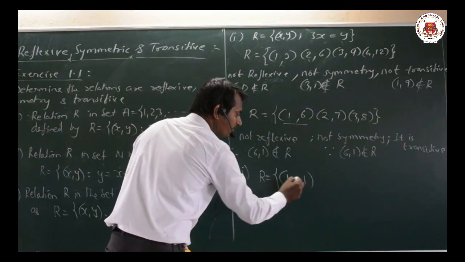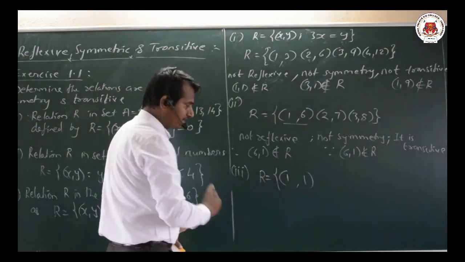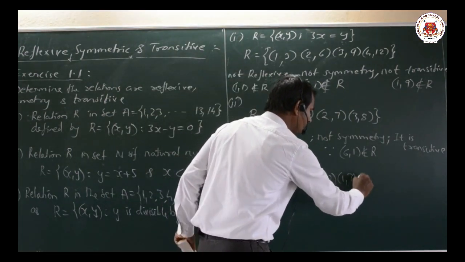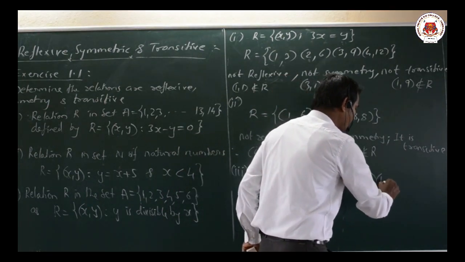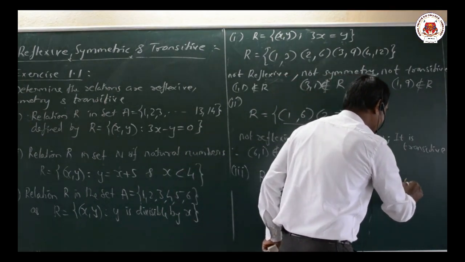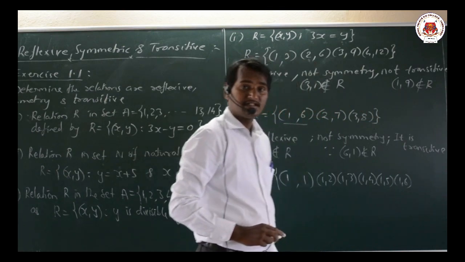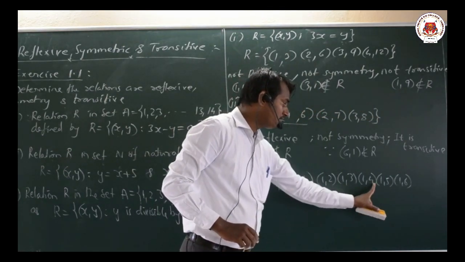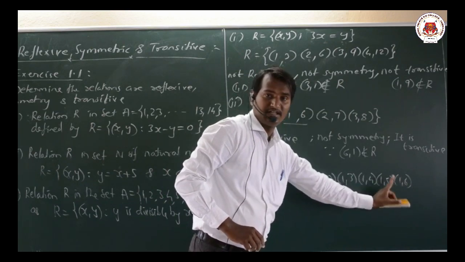If I take 1 divided by 1, it is divisible. Then 1 comma 2 I can write, 1 comma 3, 1 comma 4, 1 comma 5 and 1 comma 6 I can write. Okay friends, because 1 is divisible by 1, 2 divided by 1, 3 by 1, 4 by 1, 5 by 1, 6 by 1, it is okay.